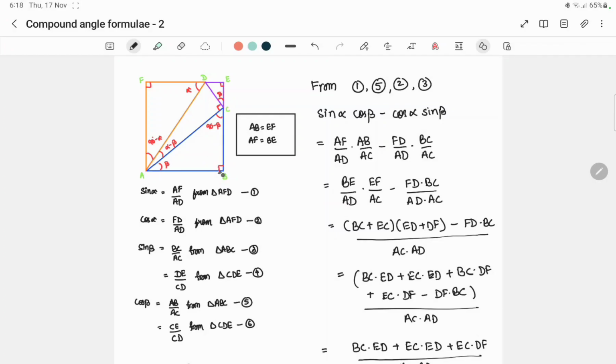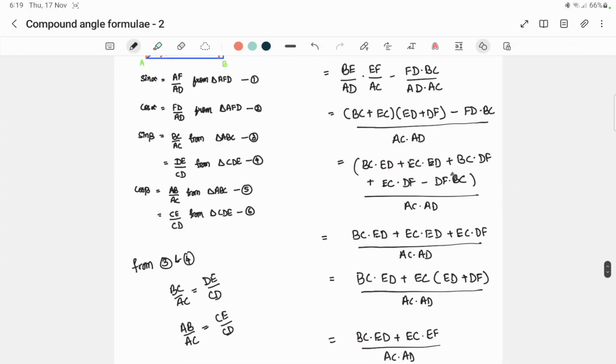Now see, BE is nothing but BC plus CE, right? Now similarly EF is nothing but ED plus DF. Now since I have this, I'm going to expand it in this way: BC into ED, EC into ED, BC into DF, and EC into DF. And this one, FD into BC, we are writing.